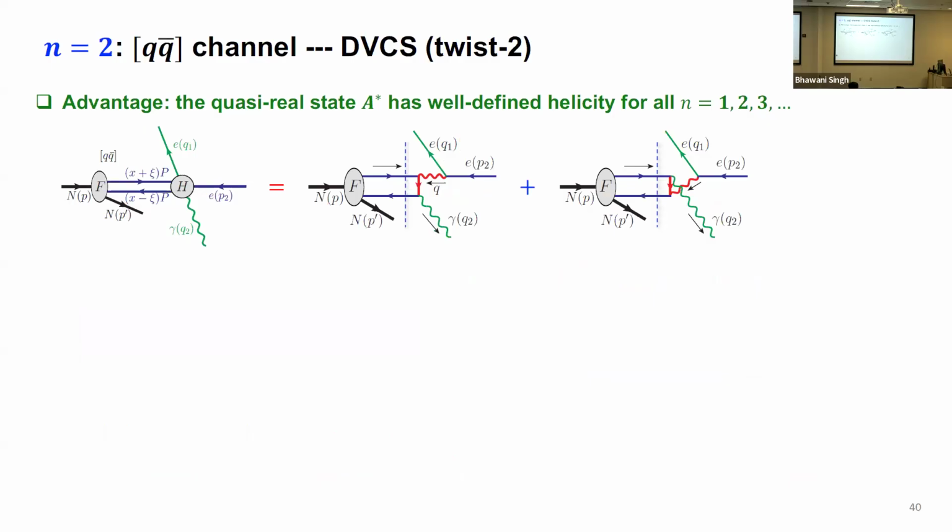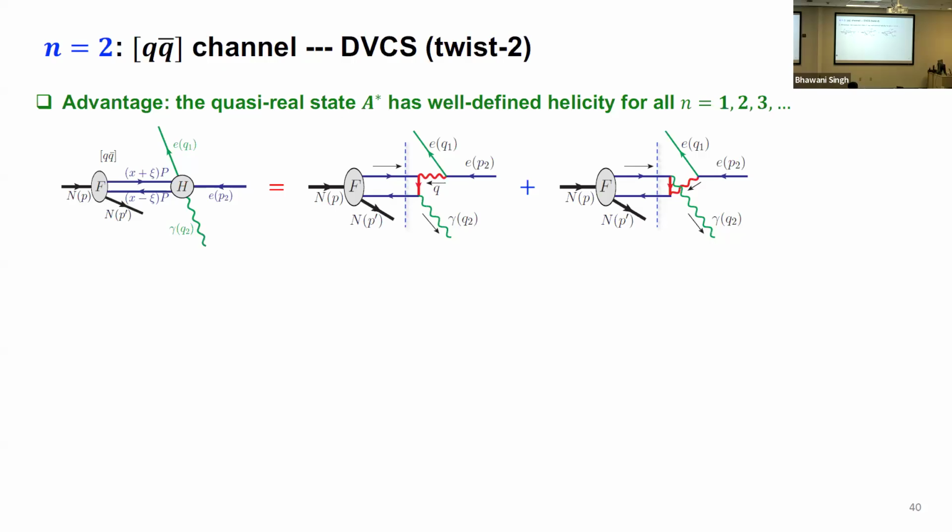And for this channel, we have at the leading order a QQ bar exchanged here. And the leading order diagram is given by this diagram and this diagram. So this happens by exchanging a virtual photon between the QQ bar pair and the electron. And this is similar to what we have in DRS.